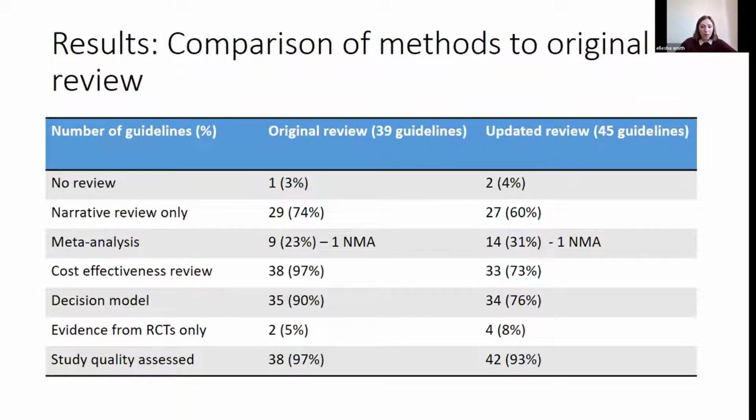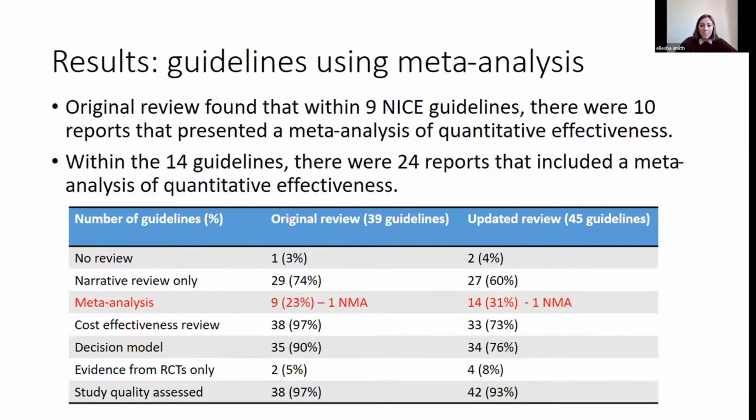The proportion of guidelines with reviews that only included evidence from randomized controlled trials and assessed the quality of individual studies remained similar to the original review. So within the original review, there were 9 NICE guidelines that had 10 reports that presented a meta-analysis. Within this updated review, there were 24 reports from 14 guidelines that included a meta-analysis.